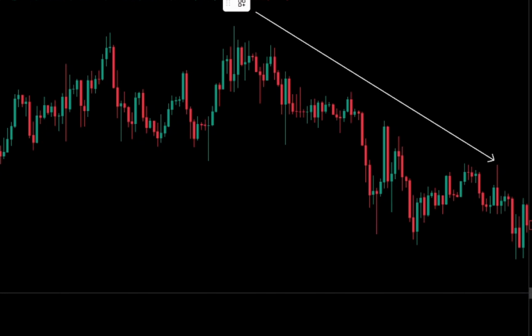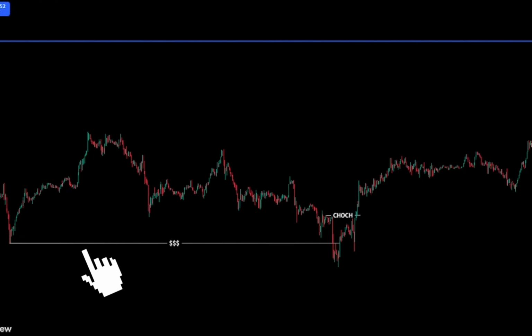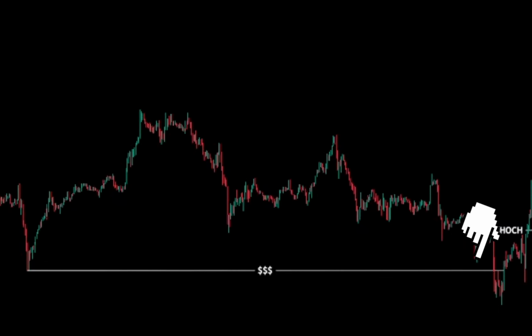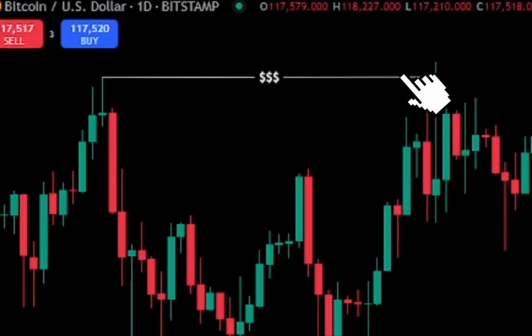The second scenario states that there is a liquidity sweep just before. For a bullish change of character, the liquidity should sweep on the sell side externally. And for a bearish change of character, the liquidity should sweep on the buy side.